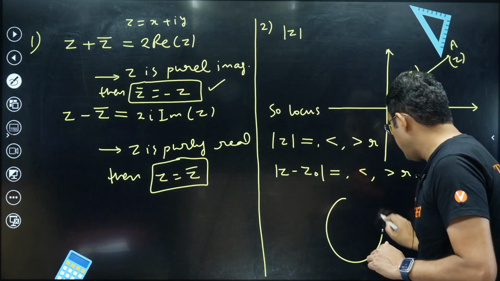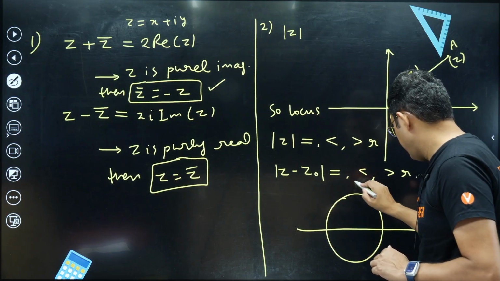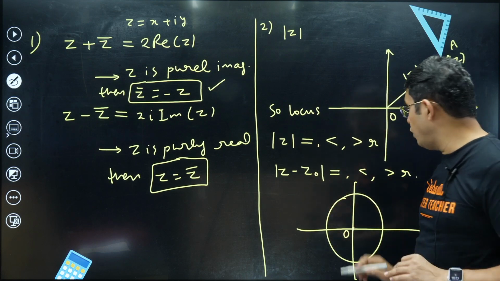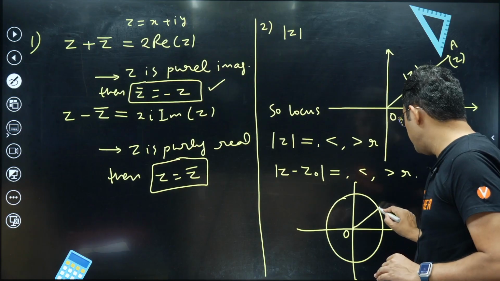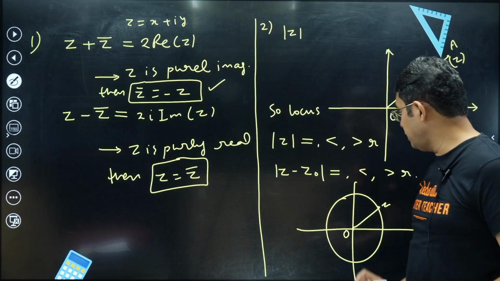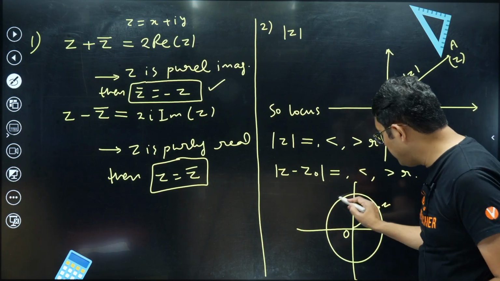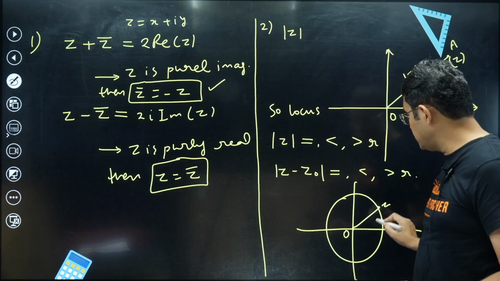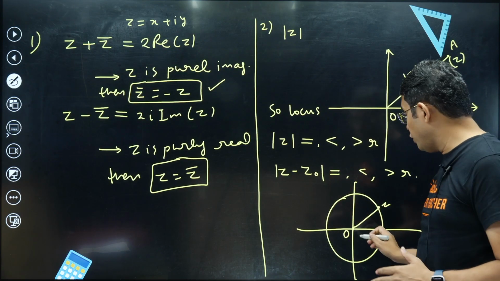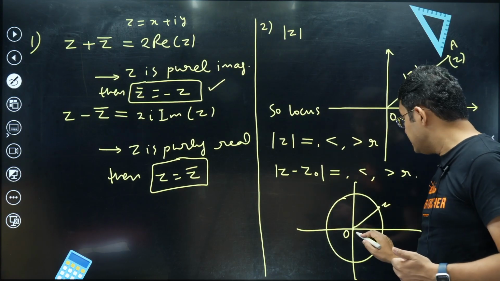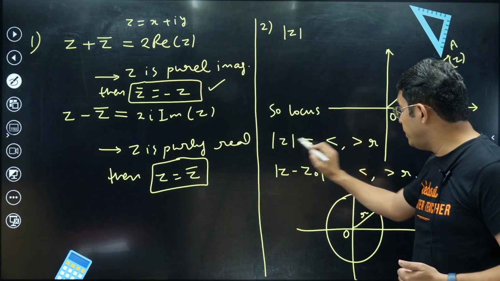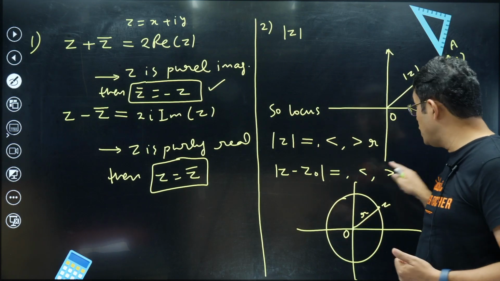Suppose this is my origin O and I am saying mod Z equal to R. Mod Z equal to R means all the complex numbers which are at distance R from origin. So you know this will be a circle, because every point on a circle has the same distance from its center. In this case, the center will be origin, radius will be R. So this will be the locus for mod Z equal to R.